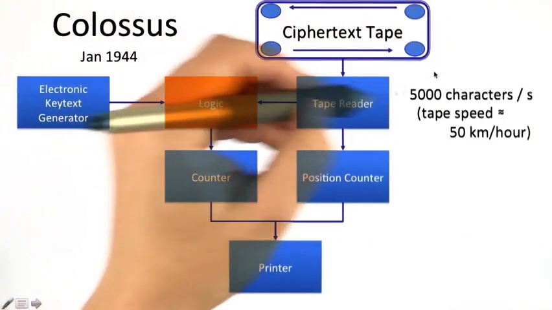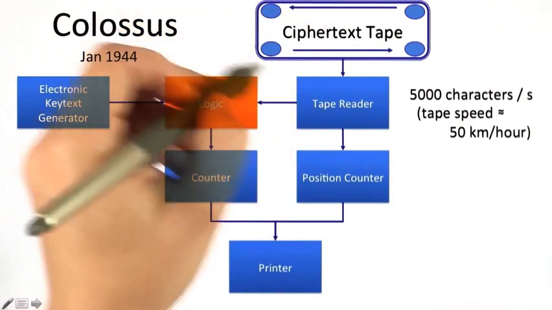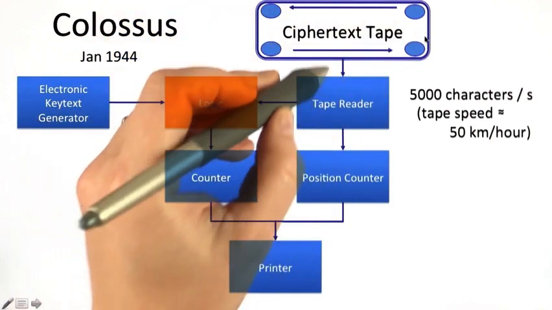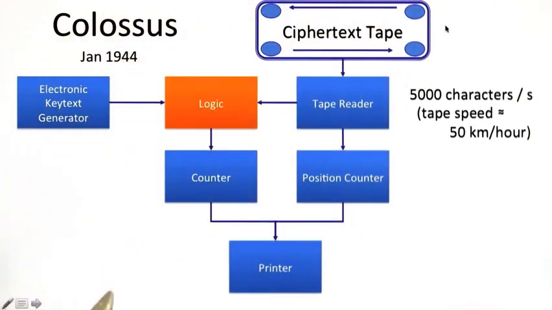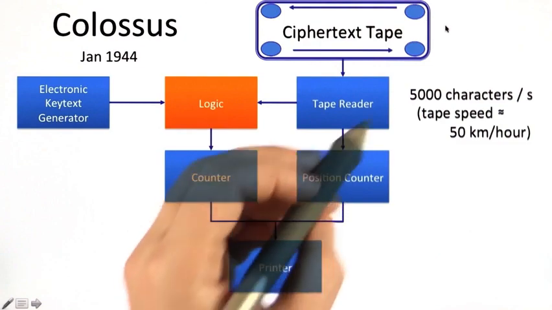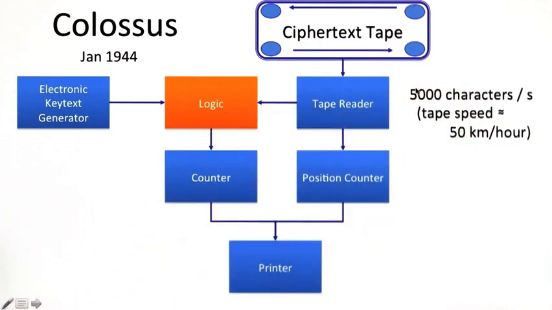And the ciphertext is still on a paper tape. This is spinning through about 50 kilometers an hour, which is a pretty impressive sight when it was operating, processing 5,000 characters per second. And what made this arguably the first computer was because of the electronic key text, this logic was a little bit programmable. It didn't do always exactly the same thing.